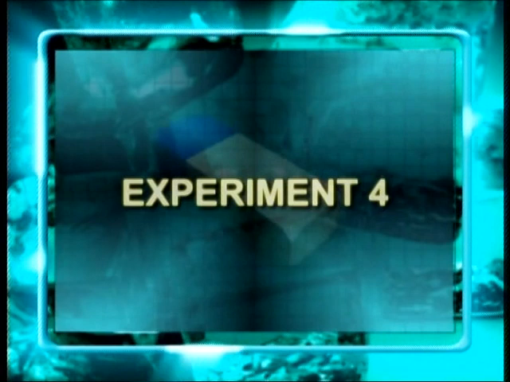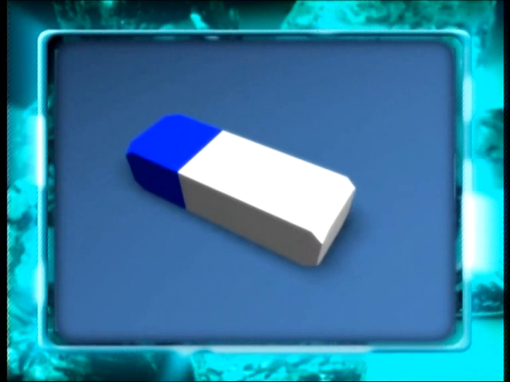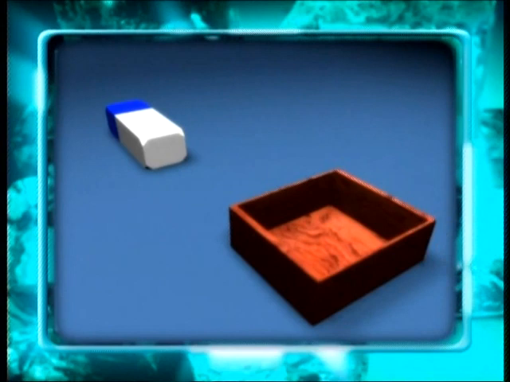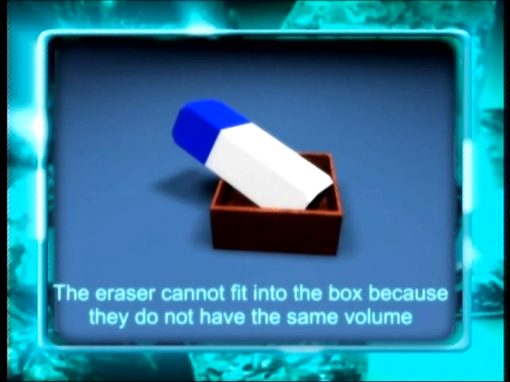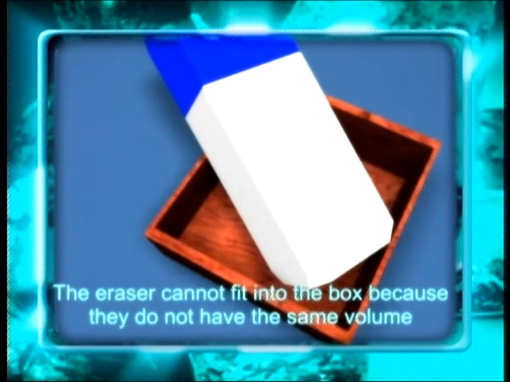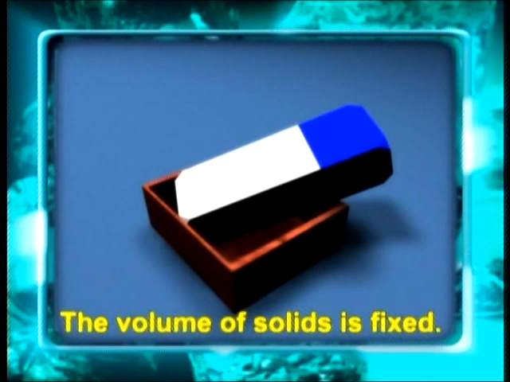This eraser is a solid matter. All solids have fixed volume. If we squeeze it or force this eraser into this small box, it will not fit in because the two don't have the same volume. Even though the eraser is chopped into small pieces, the total volume will still be the same. This shows that solid volumes are fixed.